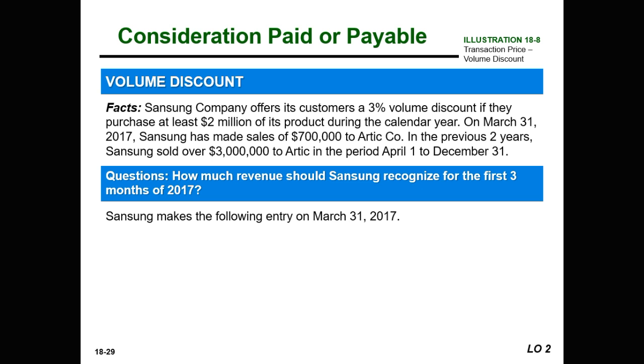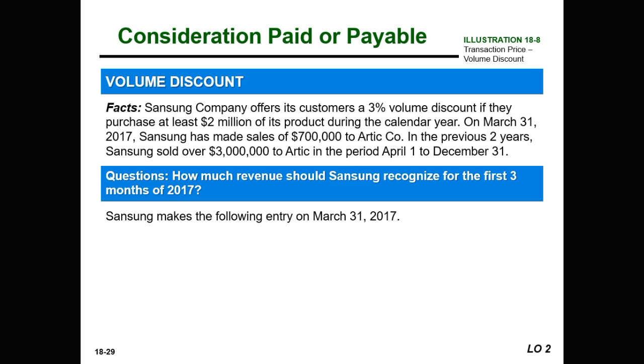So they offer their customers a 3% volume discount if they purchase at least $2 million of its product during the calendar year. On March 31st, 2017, Samsung has made sales of $700,000 to Arctic Co. In the previous 2 years, so historically, Samsung sold over $3 million to Arctic in the period of April 1st to December 31st. So there is a high likelihood that Arctic is going to cross this 2 million mark and receive the 3% volume discount.